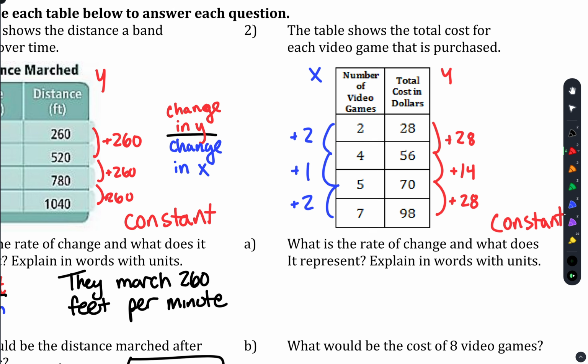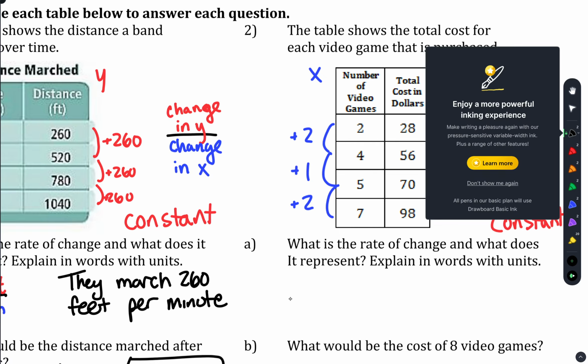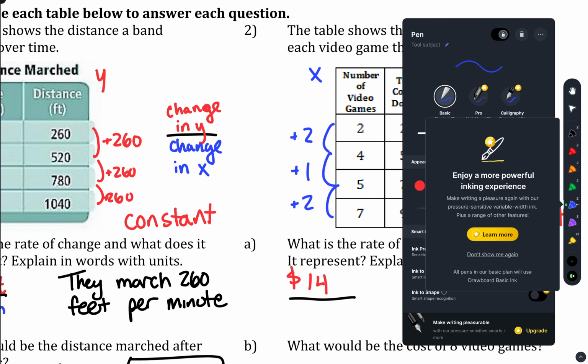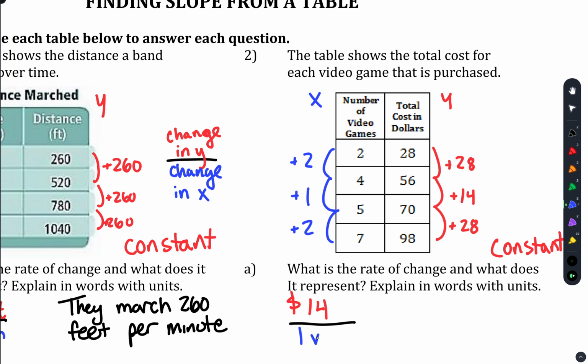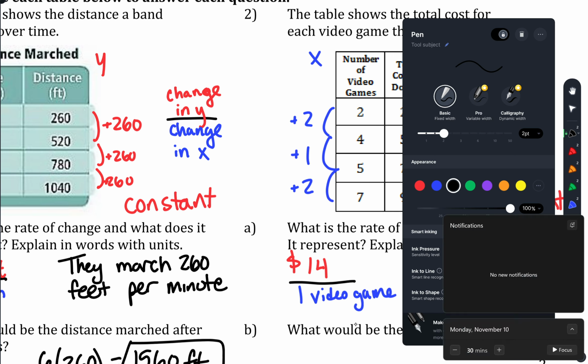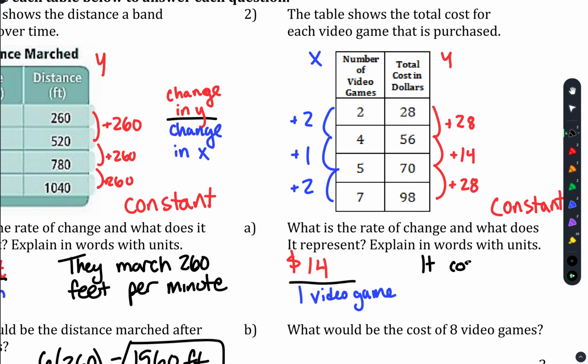I could take any sliver here. If you wanted to write $28 over 2 video games, you would just have to make sure that you simplify that in the end. The simplified form should look like y's over x's, $14 per one video game. And again, let's write that in words. It costs $14 per game.